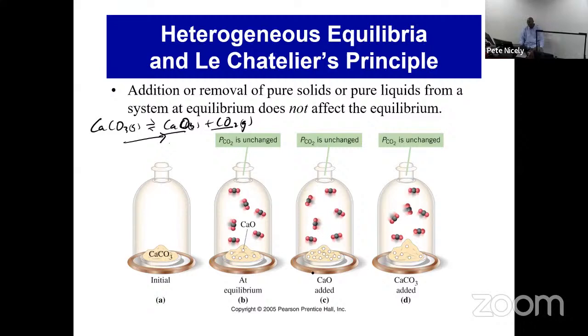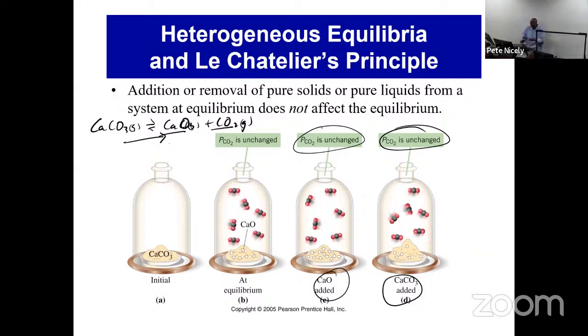Now, what happens if you add some calcium oxide to this system at equilibrium? The answer is nothing will happen. The pressure of carbon dioxide will remain unchanged, because even though you're adding more calcium oxide, you're not changing the concentration. Remember, the concentrations of solids and liquids do not change. If there's no change in concentration, there's no equilibrium shift. The same is true if you add some calcium carbonate: there'll be no shift, and the pressure of carbon dioxide remains the same.